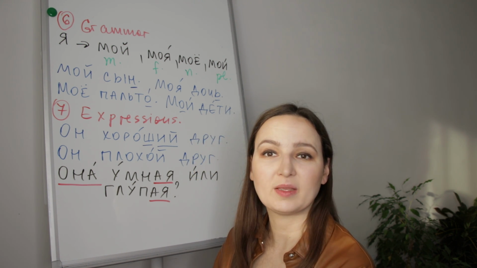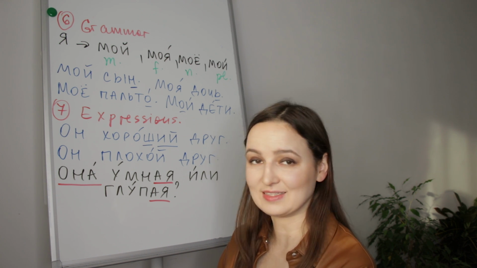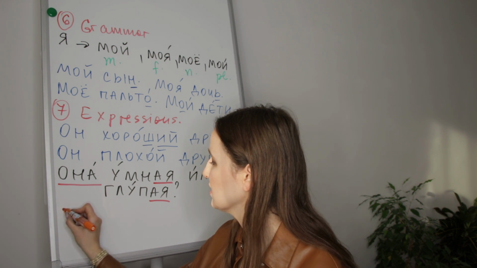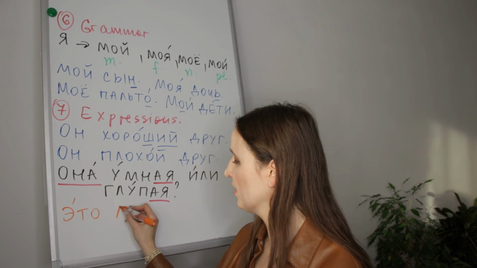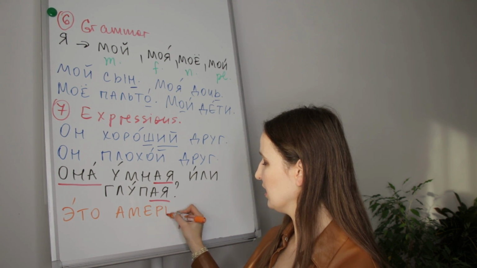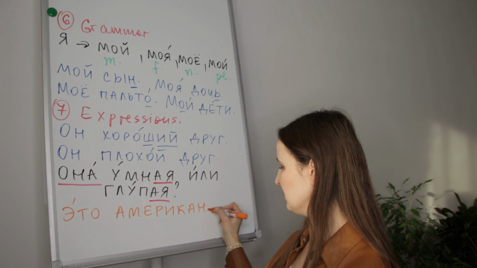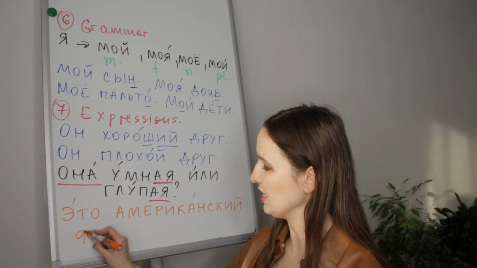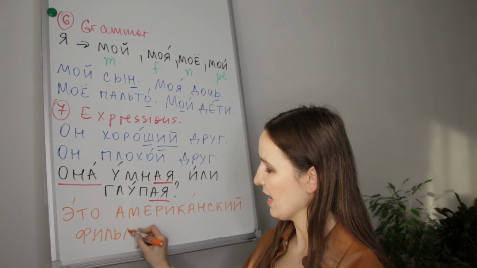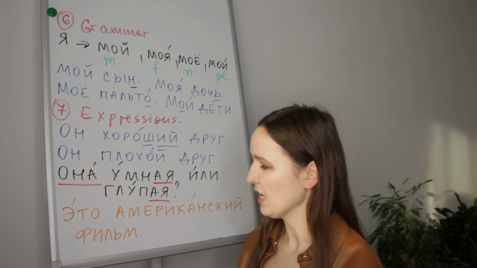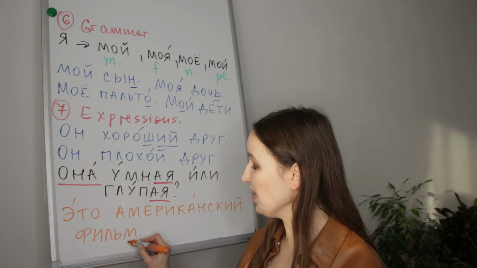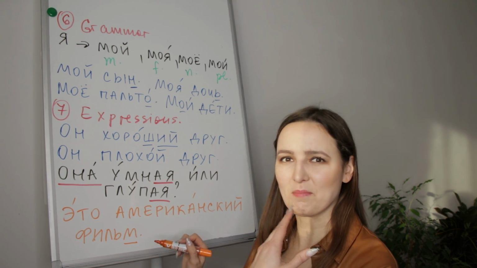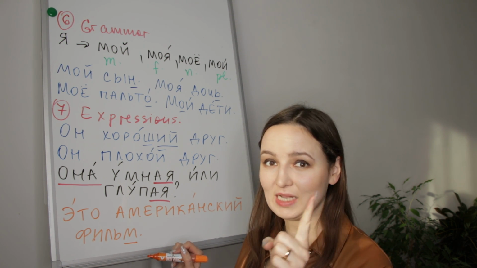И последнее предложение – это американский фильм. Это американский фильм. This is an American movie. Film here is masculine because it ends in a consonant, right? So the adjective American will be in masculine too, right?